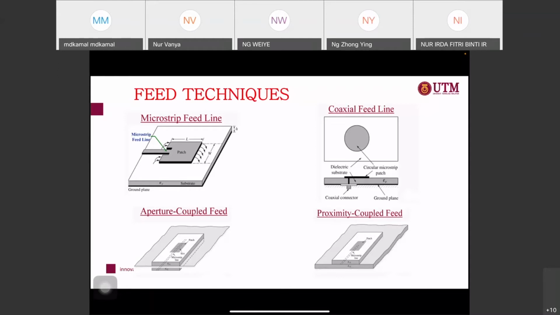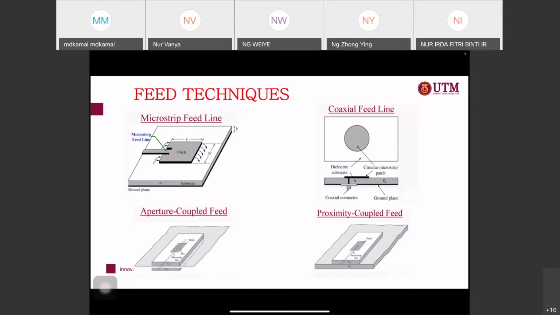Okay, right. So as you can see here, this is the feeding. Of course, if you design this kind of microstrip antenna, you need to find the position where the antenna is matched to your transmission line.